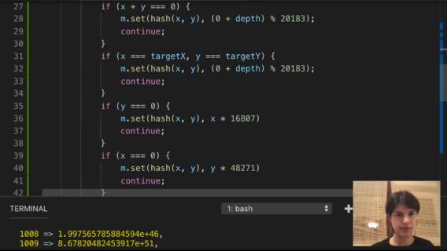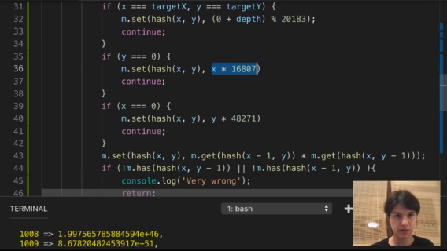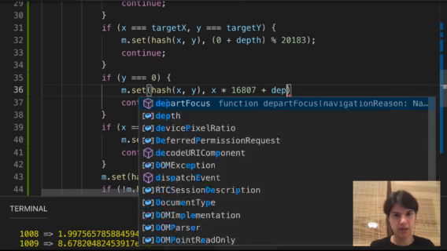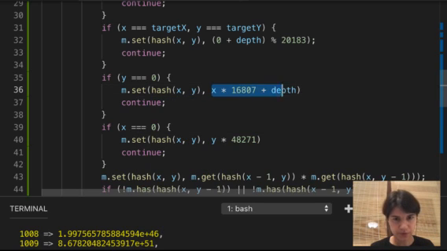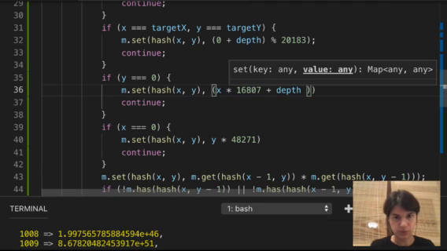All right, so these are still correct, but now here we have x times that number, and to that number we want to add the depth, and then we want to modulo it by 20183.